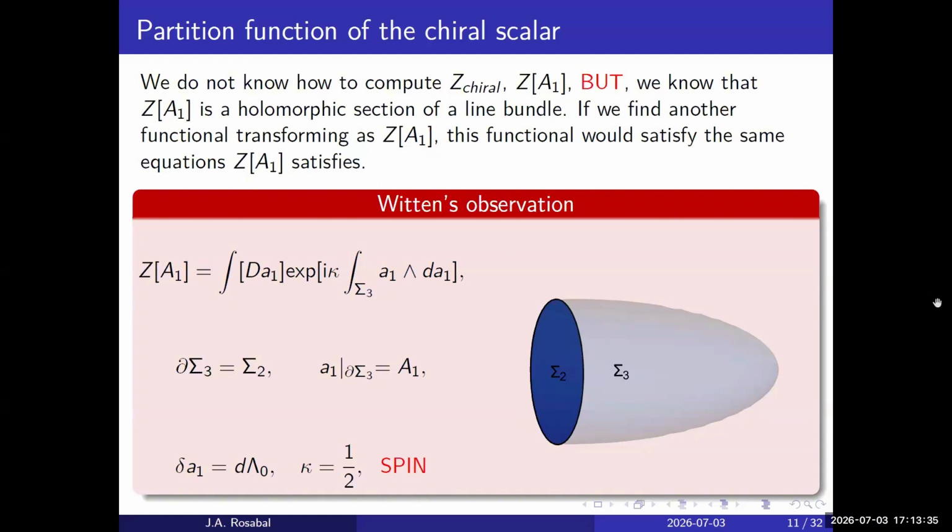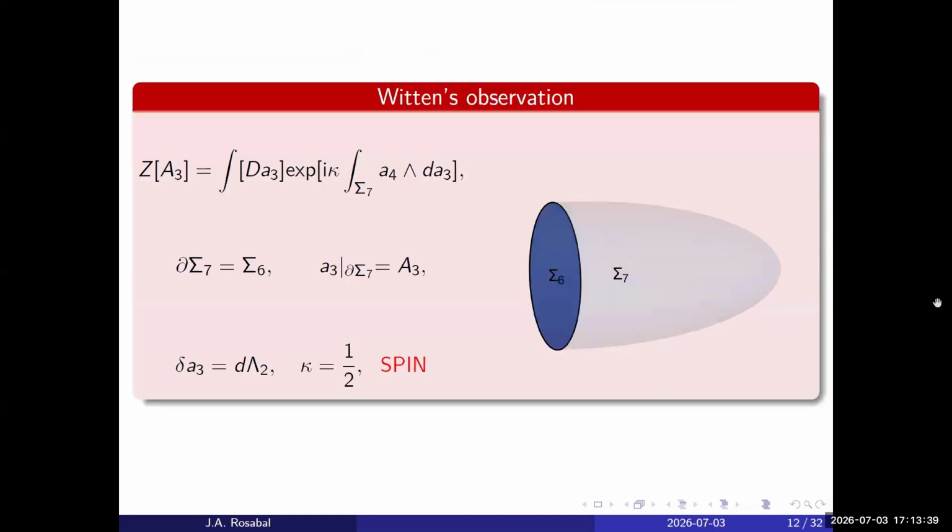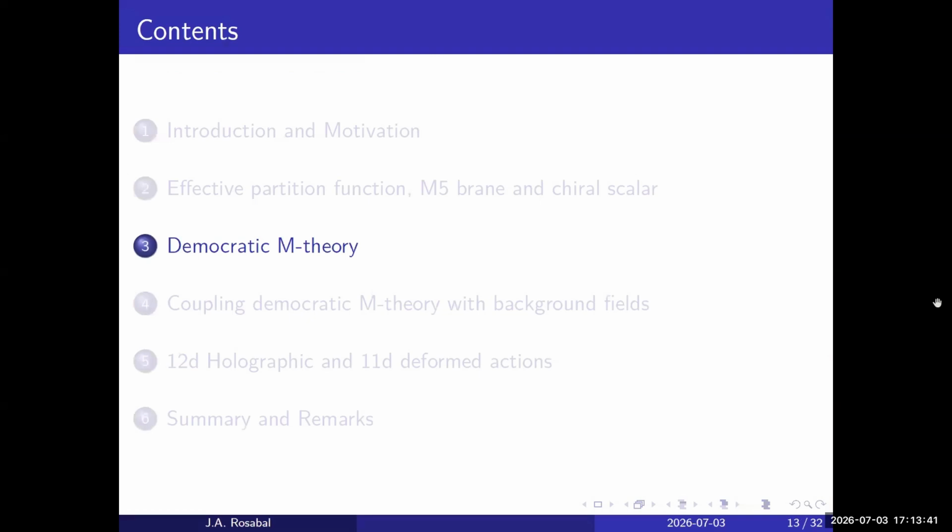By the way, you have 17 things. Okay, yeah. Let me try to. Breaking that is here. Democratic M theory. I will try to go faster here.